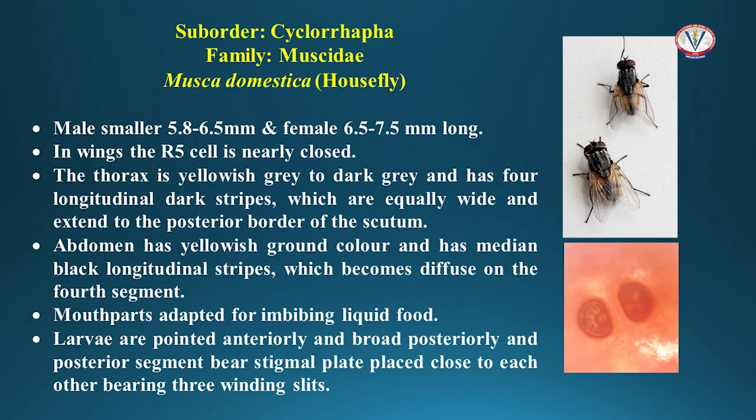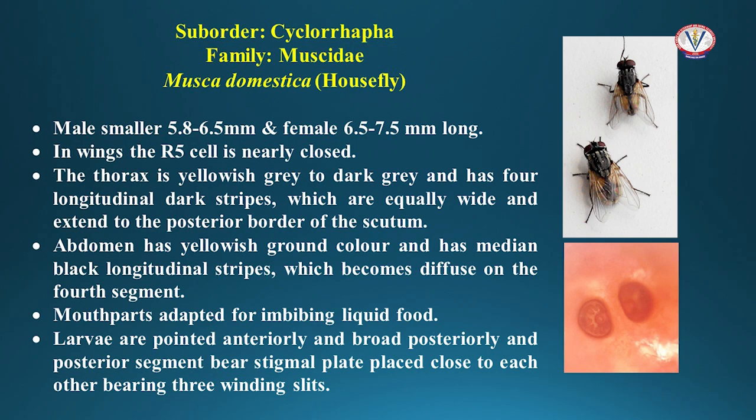Suborder Cyclorrhapha, family Muscidae, Musca domestica, or the housefly. Males are smaller than the females, and in the wings, the R5 cell is nearly closed. The thorax is yellowish gray to dark gray and has four longitudinal dark stripes, which are equally wide and extend to the posterior border of the scutum. Abdomen has yellowish ground color and has median black longitudinal stripes, which become diffuse on the fourth segment. Mouth parts are adapted for imbibing liquid food.